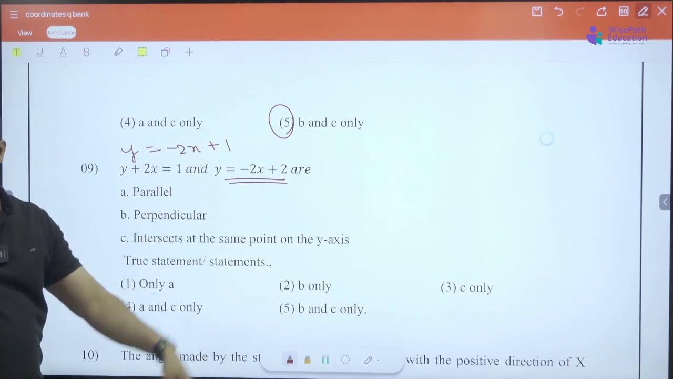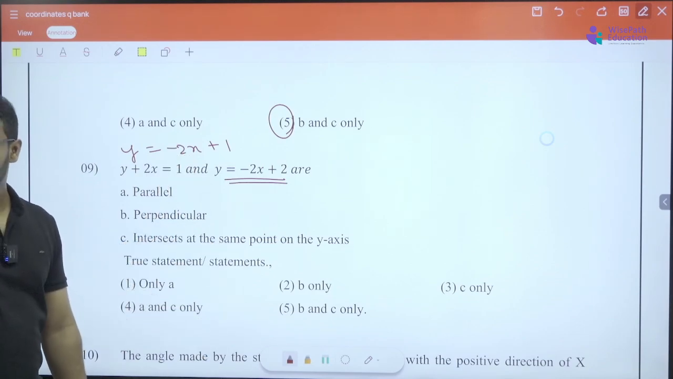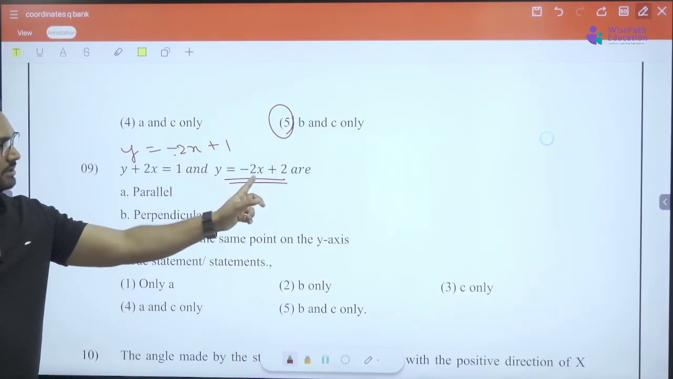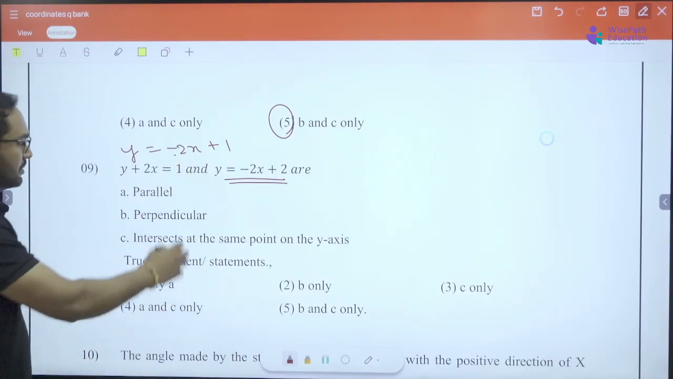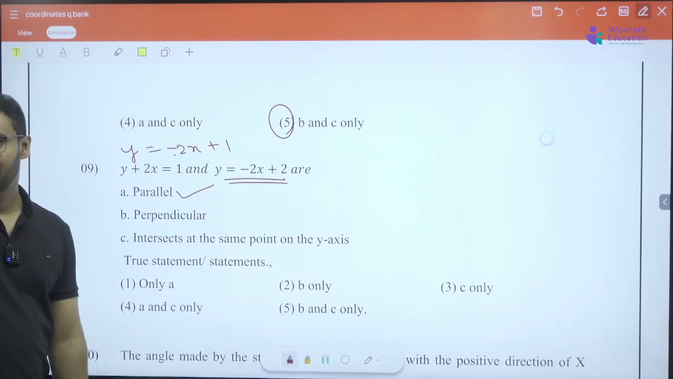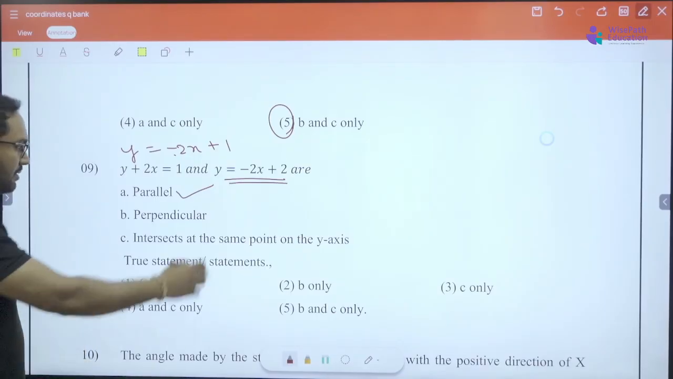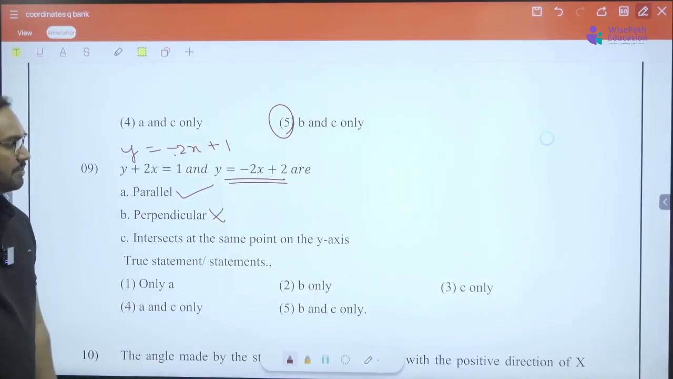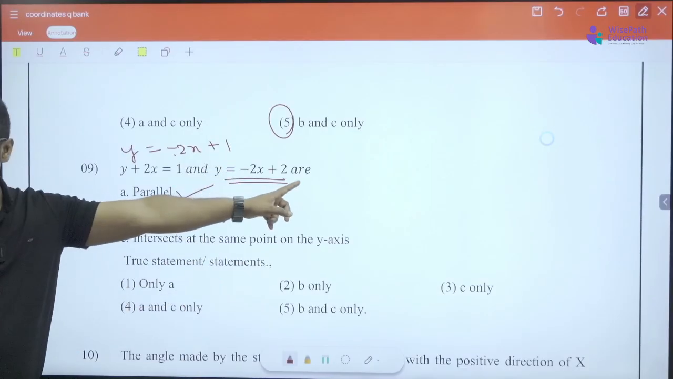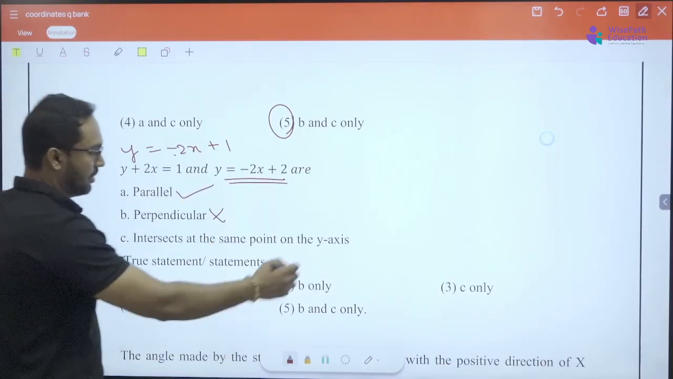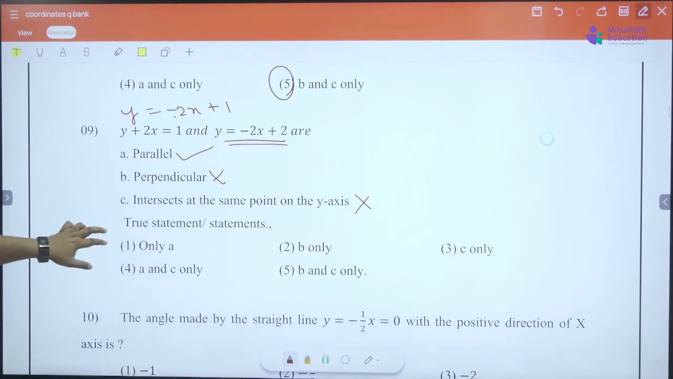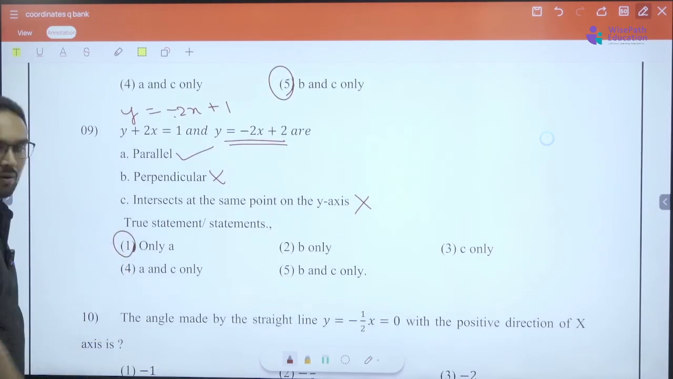If they are parallel, they have to have the same gradient. If they have the same gradient, it's parallel. So yes, it has the same gradient, minus 2, so they are parallel. Are they perpendicular? If they are parallel, they can't be perpendicular, right? Now this is wrong: intersects at the same point on the y-axis. This intersects at 1, this intersects at 2, so it's also wrong. So the true statement is A only.